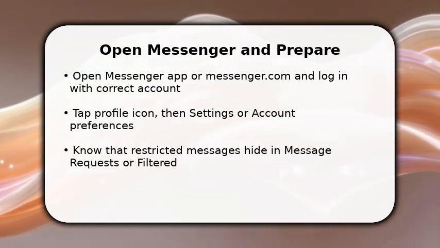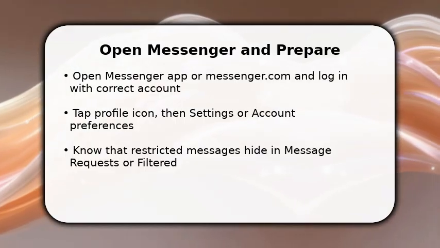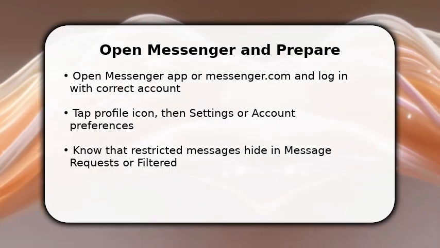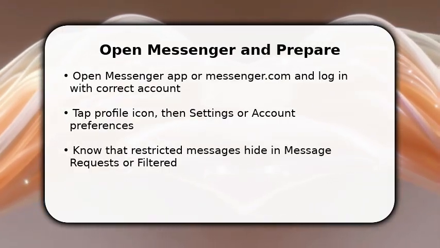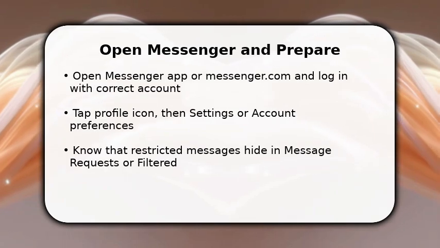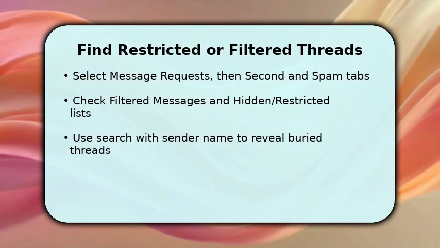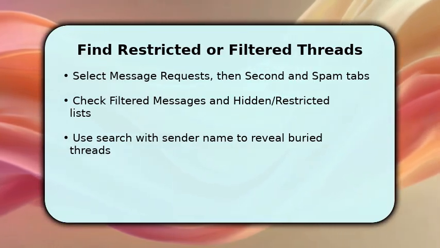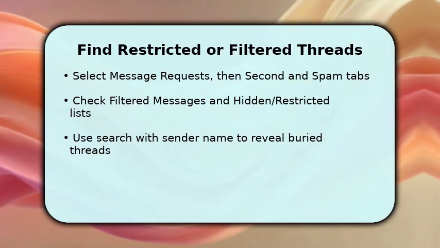You do this because Messenger separates unknown or restricted contacts to protect your main feed. Finding them here avoids missing important messages while keeping unwanted chat out of sight. Next, tap Message Requests and scan both the primary and the See Filtered Messages or Spam sections. Restricted chats often land there.